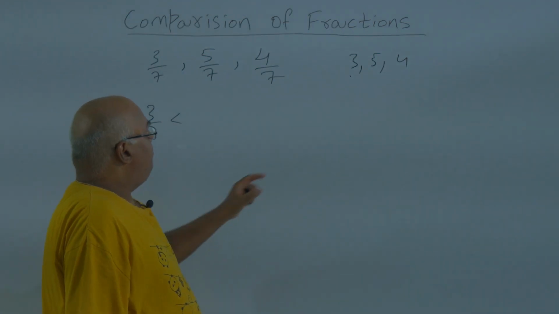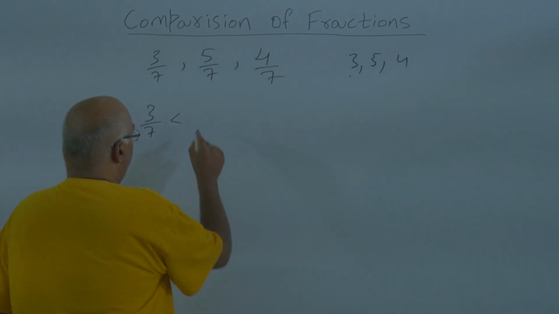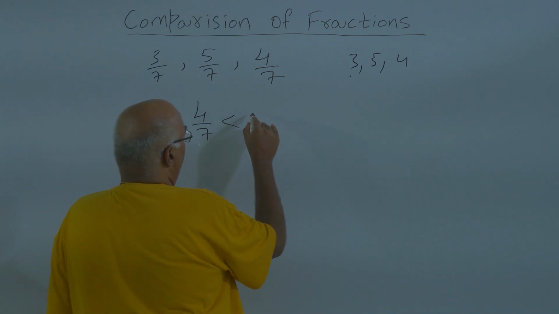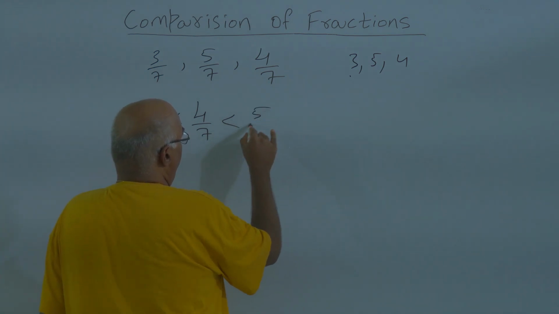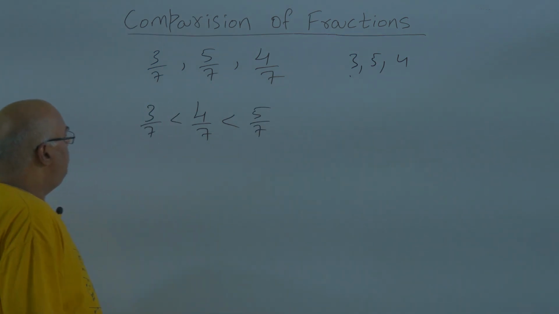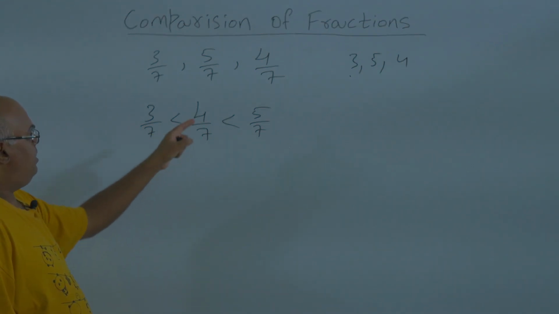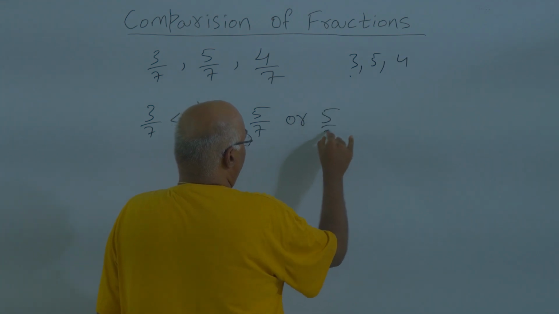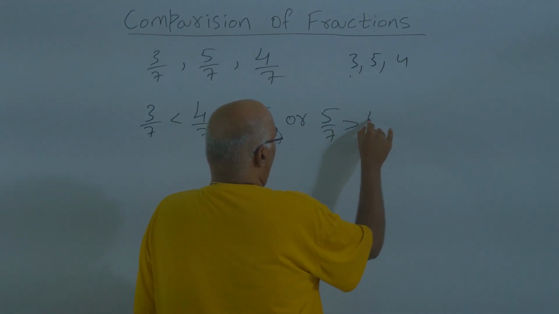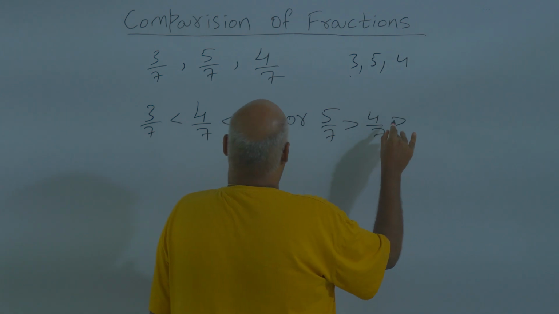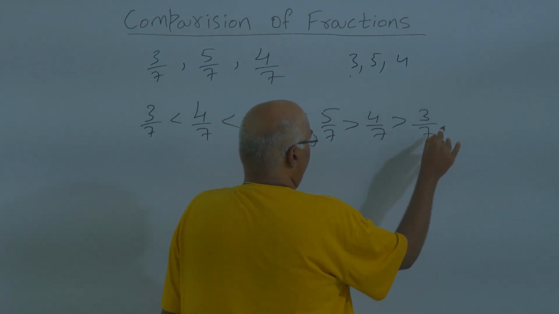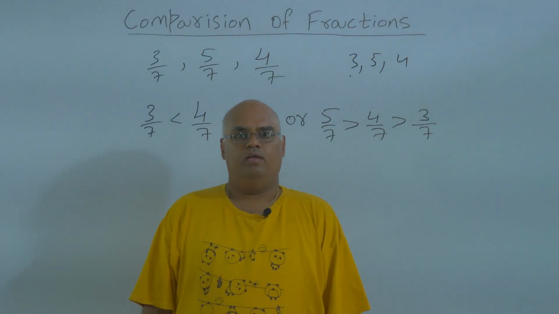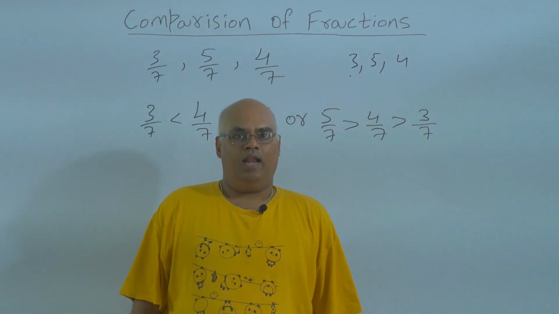Now, after 3, which is the bigger number? 4. Therefore, 4 by 7 will be the next bigger fraction. Then you have only one fraction left, that is 5 by 7. So 3 by 7 is less than 4 by 7 is less than 5 by 7. Or you can write the same as 5 by 7 is greater than 4 by 7 is greater than 3 by 7. You can write it in either ascending or descending order. So this is how you compare like fractions.